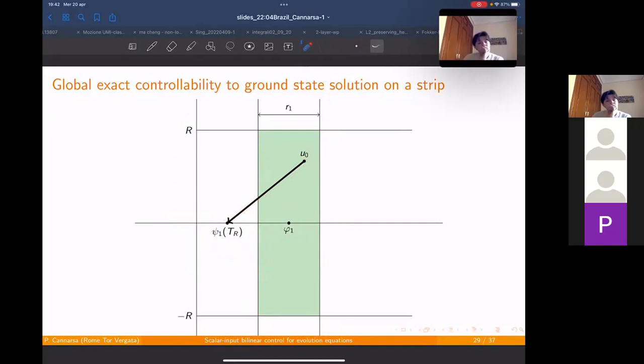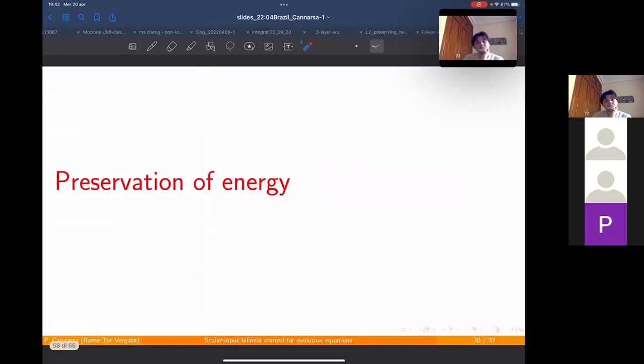Okay, but this problem is reduced to the local controllability result I explained before. Okay, now let me go to the second part.